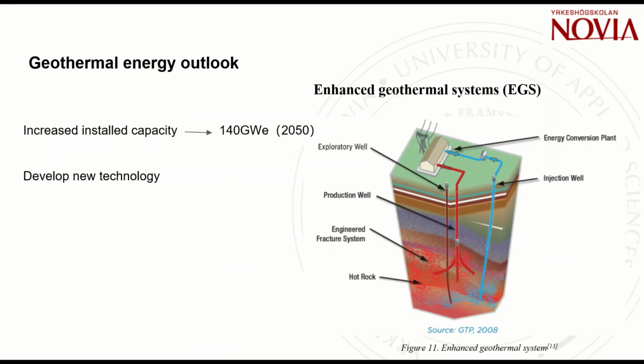The last thing we want to talk about is the future outlook. Geothermal heat has become increasingly popular due to its advantages. Geothermal power generation is also increasing. It's estimated that by 2050, global geothermal power generation will reach 140 gigawatts. Not only will power generation increase, but future power generation technology will also improve. For example, the current newer technology is the enhanced geothermal system.